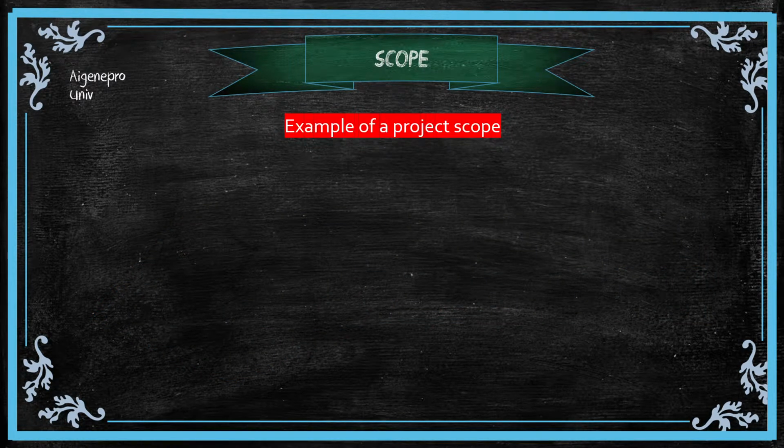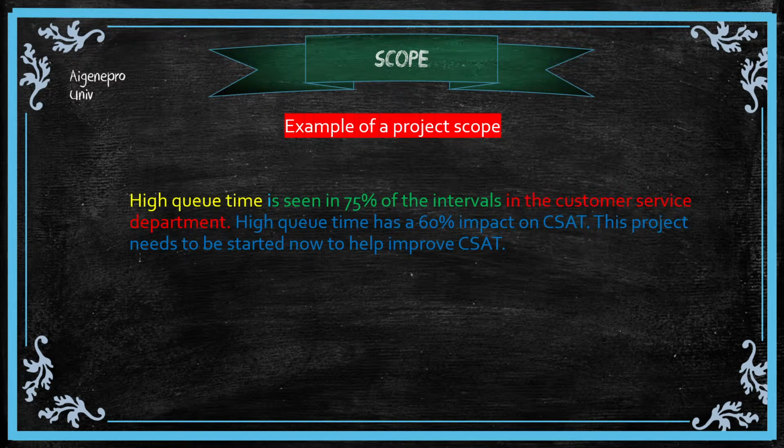Example of a project scope. Let's revisit the problem statement that we had made for our process. The statement reads, high queue time is seen in 75% of the intervals in the customer service department. High queue time has a 60% impact on CSAT. This project needs to be started now to help improve CSAT.